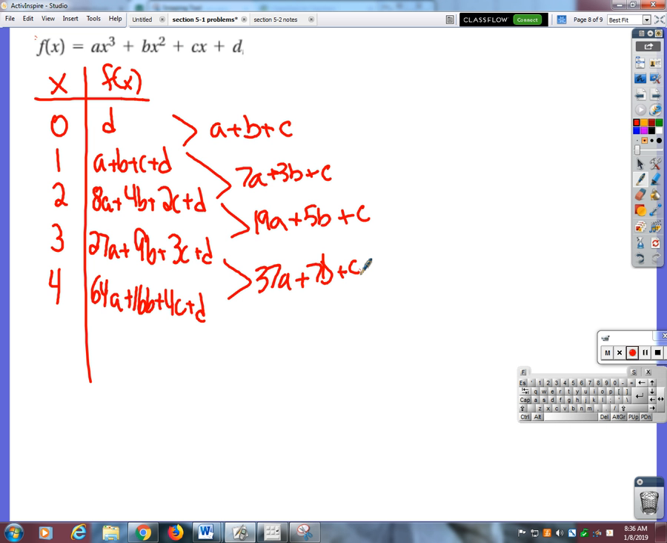Okay, so these are the first differences. Are they the same? No. So let's go around again. All right. So that gives me 6a plus 2b. This one would give me 12a plus 2b. And then this one is 18a plus 2b. Are the second differences the same?